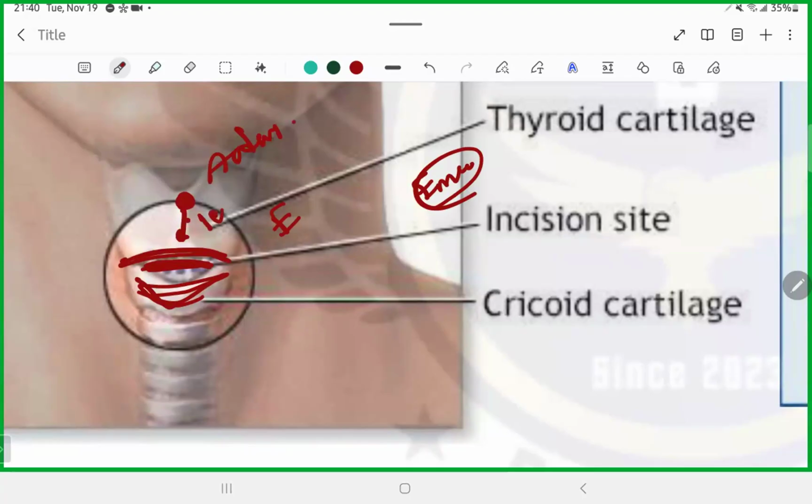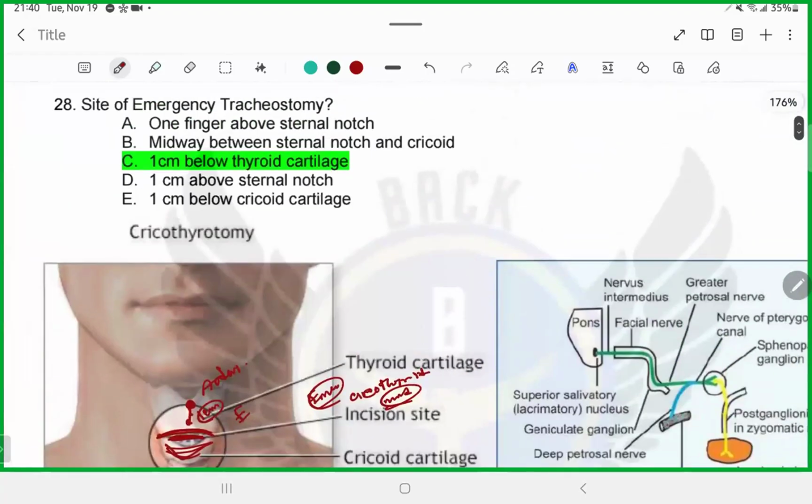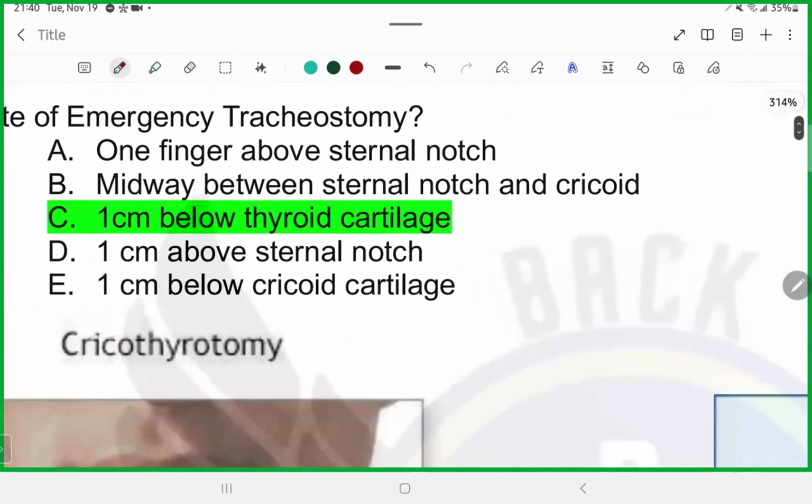We approximately go down 1 centimeter. Very easy. If you know cricothyroid membrane, just remember cricothyroid membrane is pierced during emergency tracheostomy, and you will see everything makes sense.